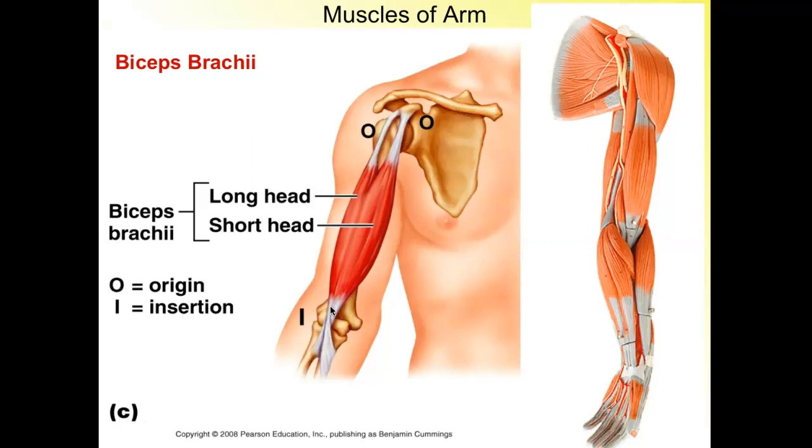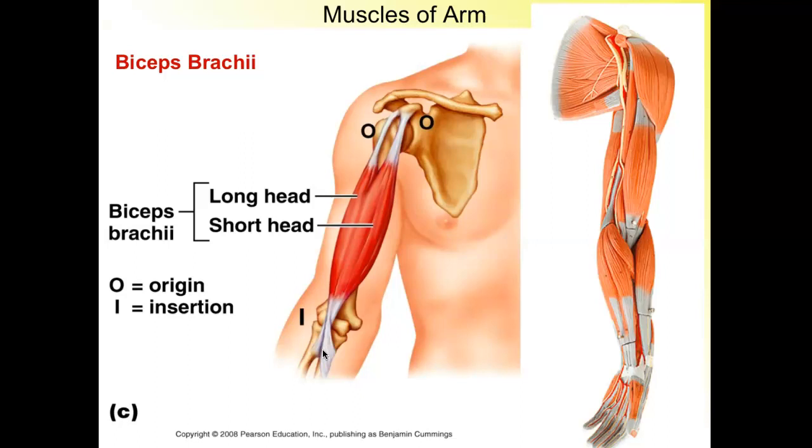radius. And because it inserts onto the radius, it's going to have a function to rotate your forearm, right? Because if you remember, the radius is the bone that spins when you supinate and pronate your forearm. So you have to move the radius if you were to supinate or pronate your forearm. That's the bone that twists. So you want to move that bone. So if you look at the biceps actions, you can see flexion of the arm and flexion of the forearm and supination of the forearm.